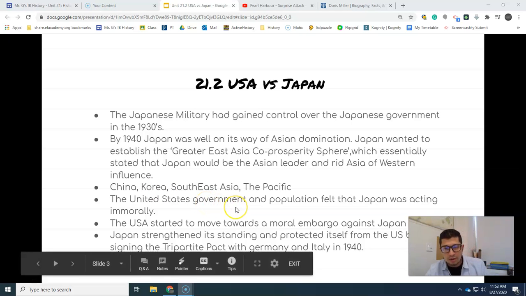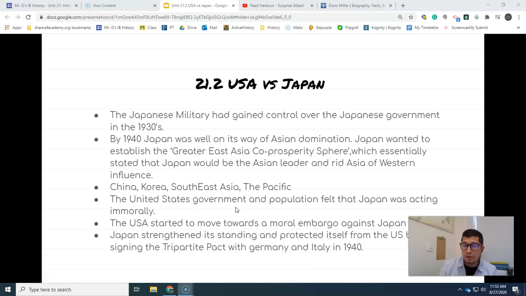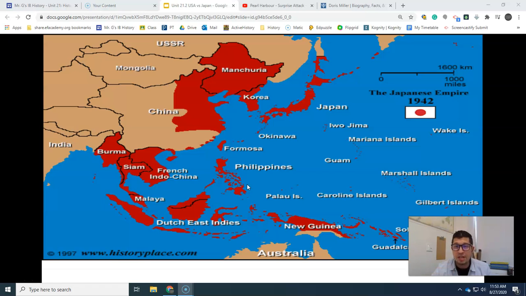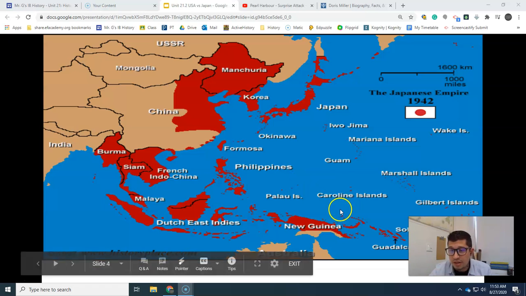As a response to this, Japan is going to sign the Tripartite Pact in 1940 with Germany and Italy, which really solidifies the Second World War as a major world conflict, and also protects them against these United States embargoes, because an embargo at a certain point is an act of war, if you're talking about on a kind of national recognition. This is a map of the Japanese Empire up until 1942.